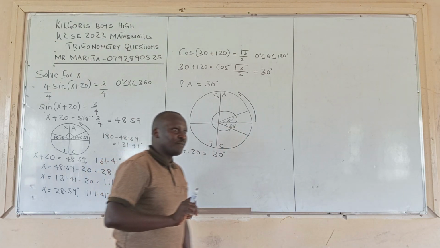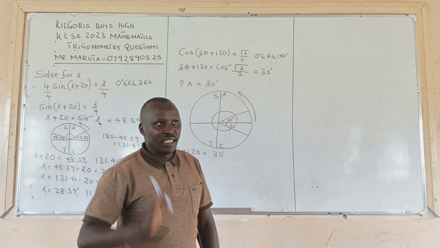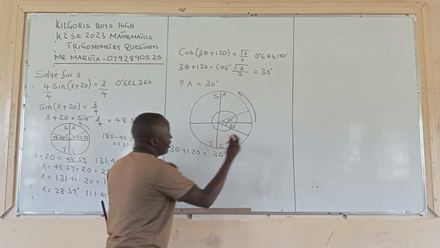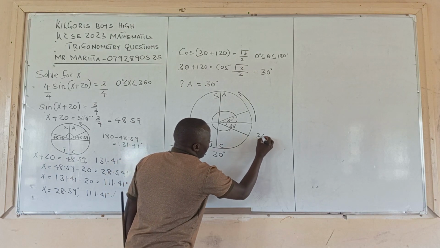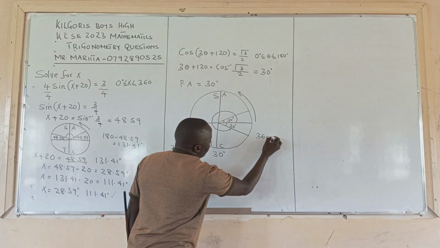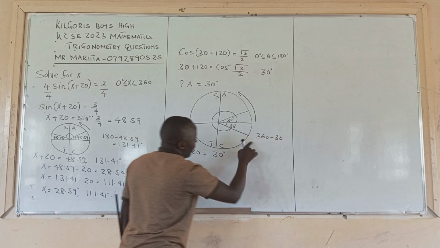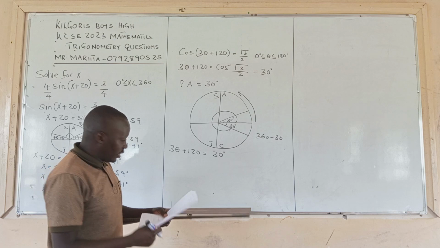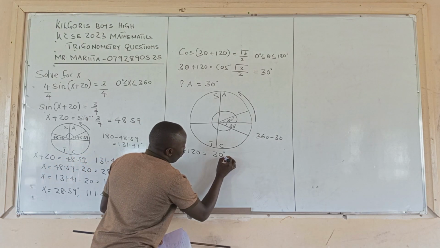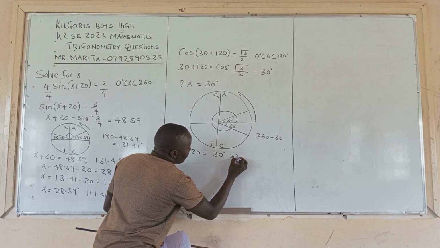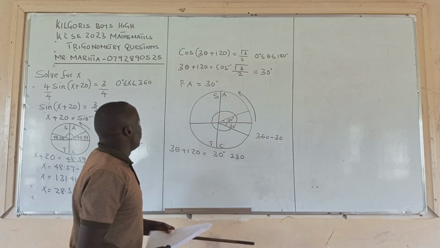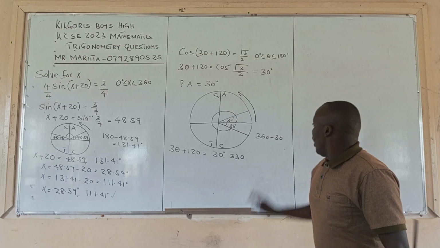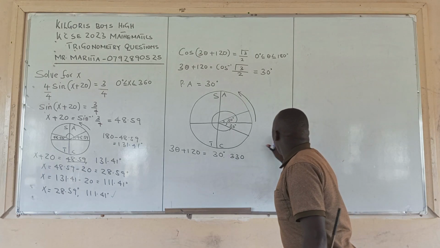So we take 360 degrees minus the principal angle. In this case, you take 360 and subtract 30. Therefore, that one will give us 330. There is another thing I want you to understand here.